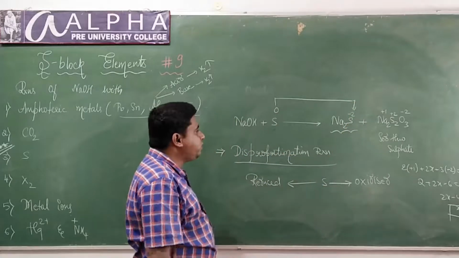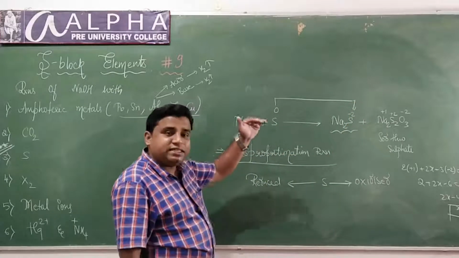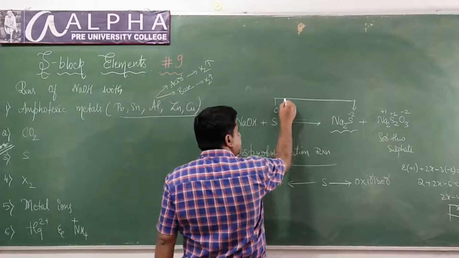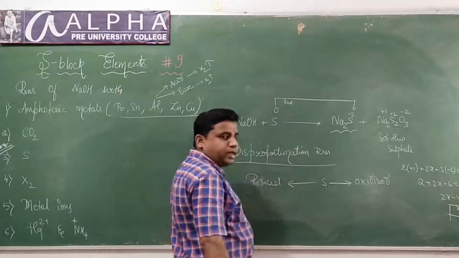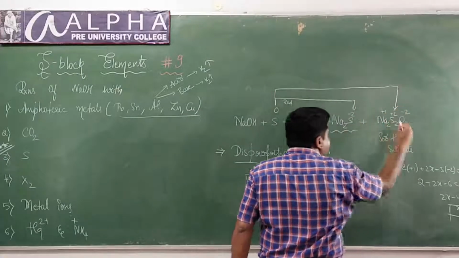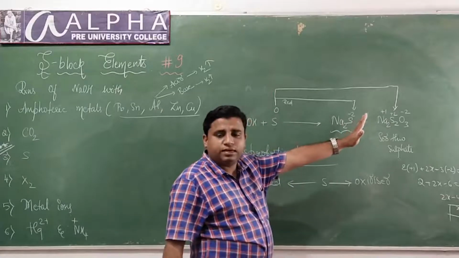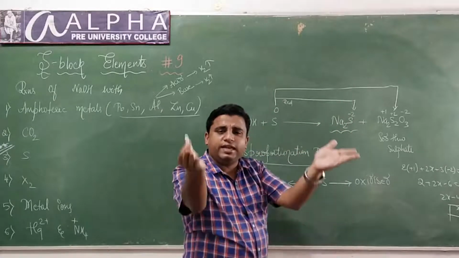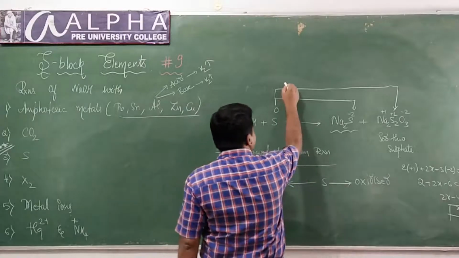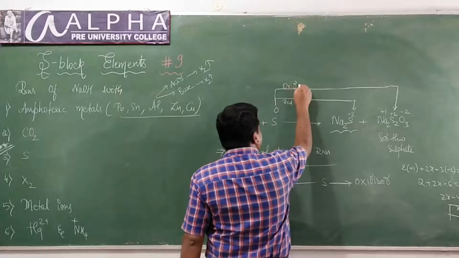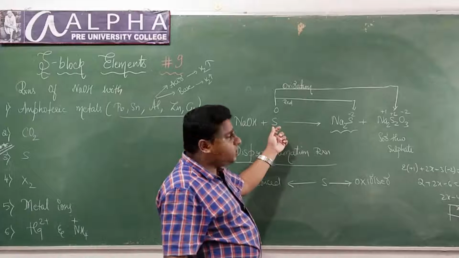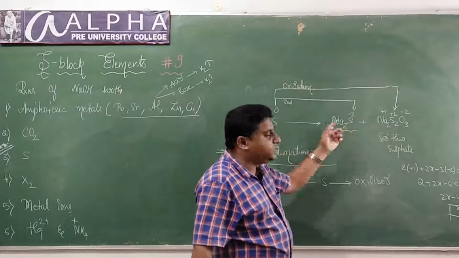Sulfur is going from 0 to -2. That means there is a decrease in oxidation number. If there is a decrease in oxidation number, what do you call that? A reduction reaction. And compare from here to here. It is going from 0 to +2 state. There is an increase in oxidation number. If there is an increase in oxidation number, what do you call that reaction? Oxidation reaction. Look here, the same element is undergoing both oxidation as well as reduction.